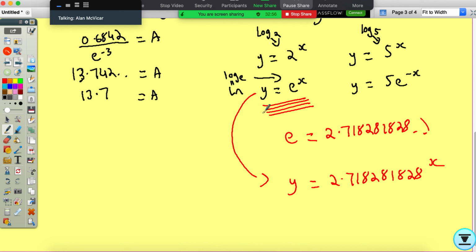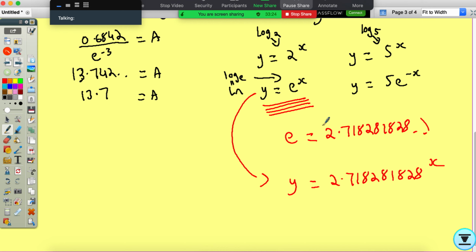Okay? So this log to the base 2, we're not going to use that. This log to the base 5, we're not going to use that, because we're not talking about 2 to the power of x or 5 to the power of x. All of our situations are going to involve this number 2.718281828, but we call it e. Now, everything's a lot more simple than it sounds.